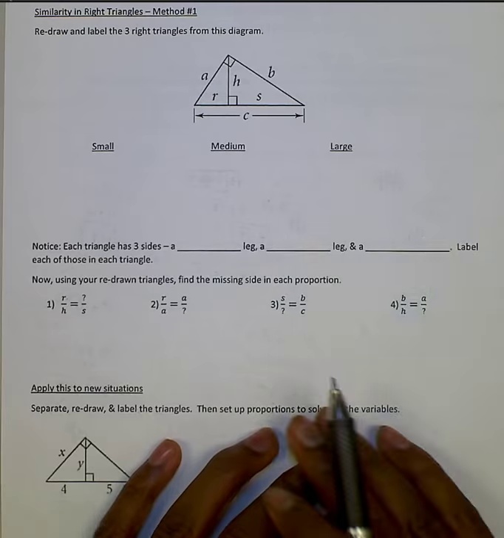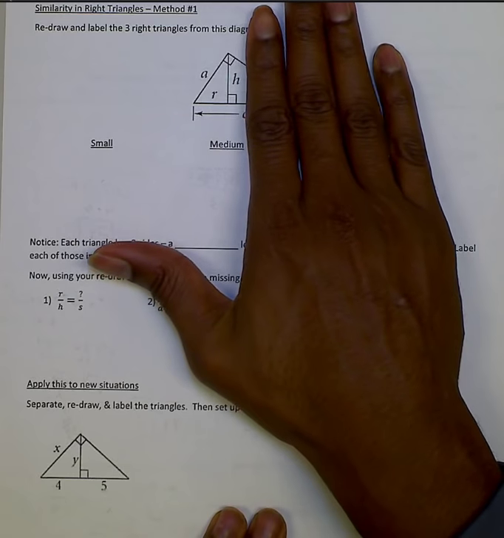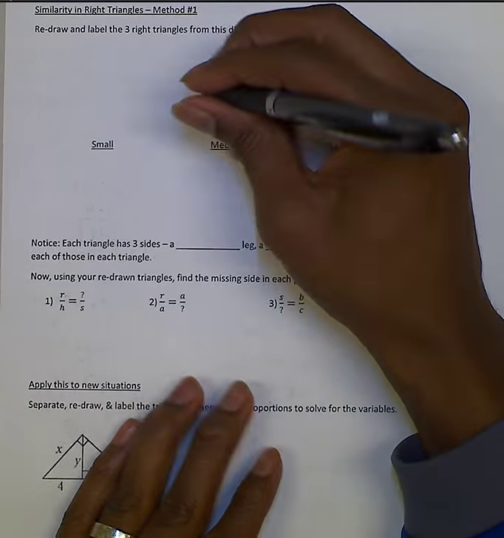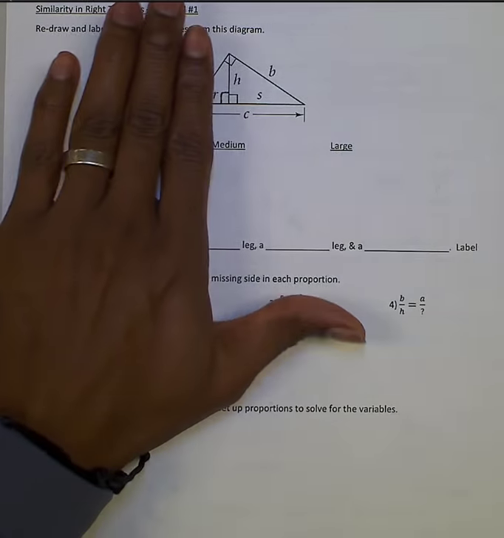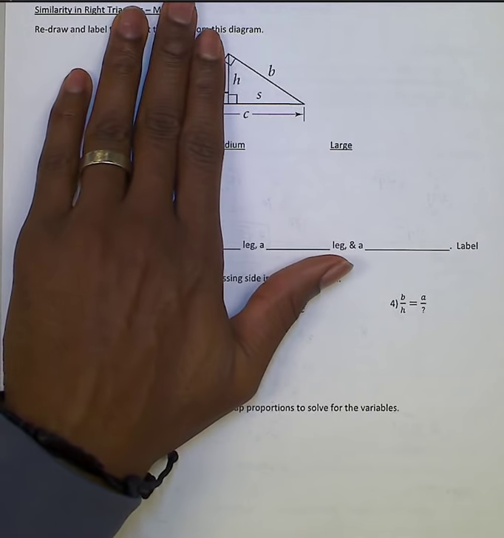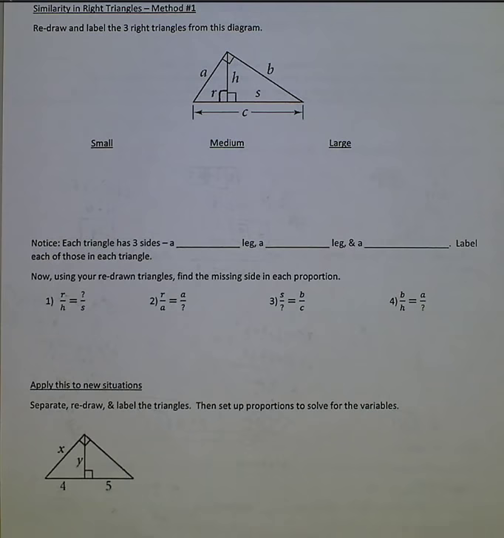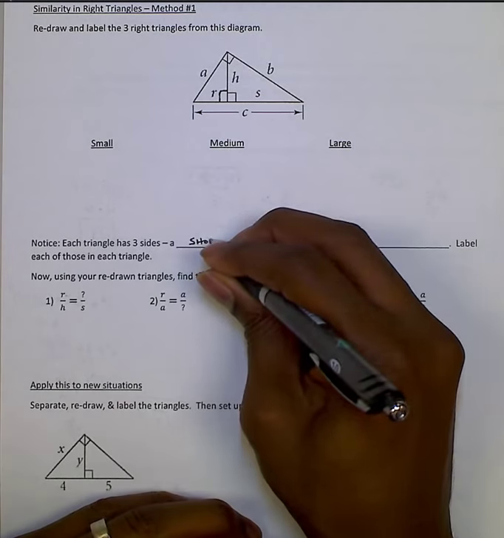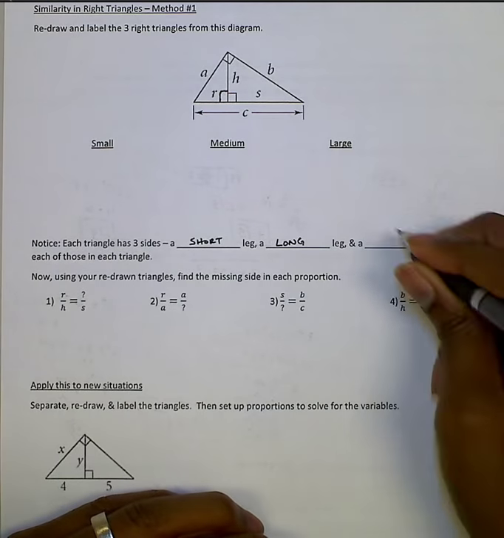There's a small one here, with sides A, H, and R. Notice that this is a right triangle because this has to be a 90-degree angle. And then there's a medium one with sides H, S, and B. Again, this is a right triangle. Each triangle has 3 sides: a short leg, a long leg, and a hypotenuse.